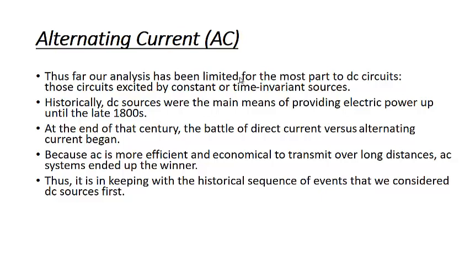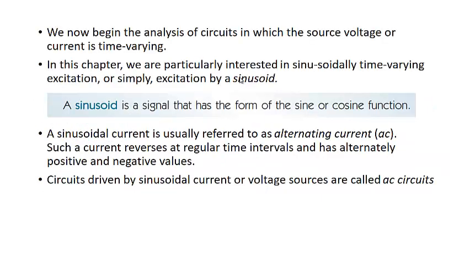Thus, in keeping with the historical sequence of events, that is why we considered the DC sources or DC circuits first. Now we begin with the analysis of circuits in which the sources, voltage or current, are time varying. In this chapter, we are particularly interested in sinusoidally time varying excitation, or simply what are called sinusoids.